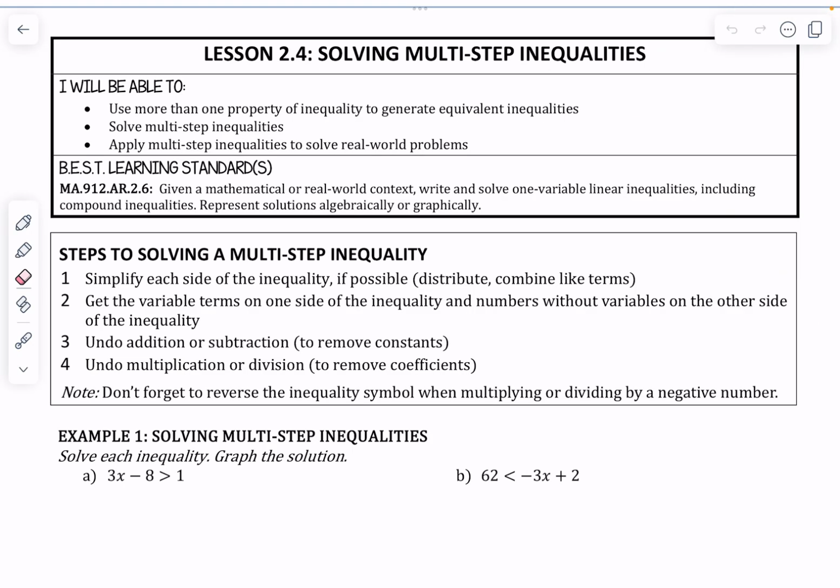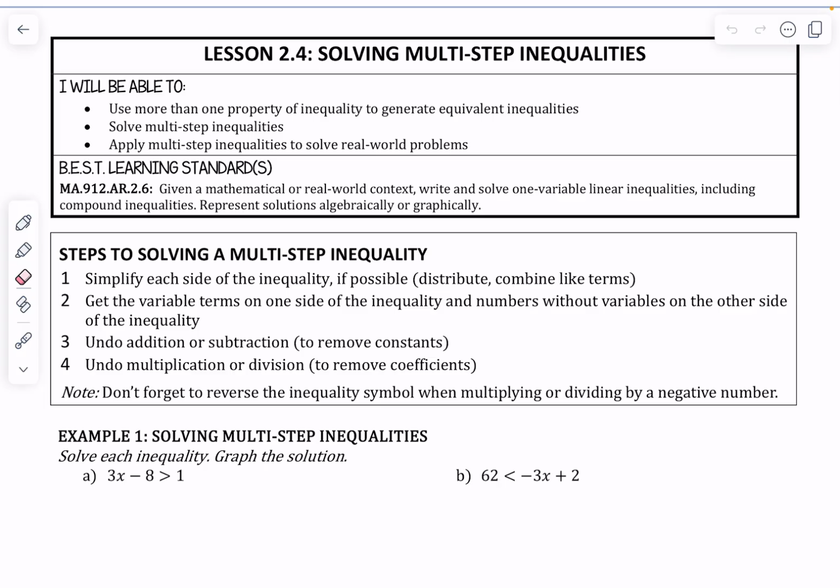This is lesson 2.4, solving multi-step inequalities. After today, you'll be able to use more than one property of inequality to generate equivalent inequalities, solve multi-step inequalities, and apply multi-step inequalities to real-world problems.